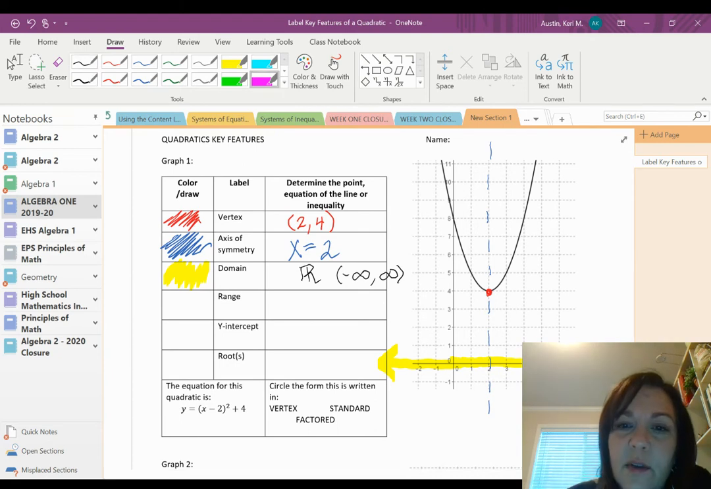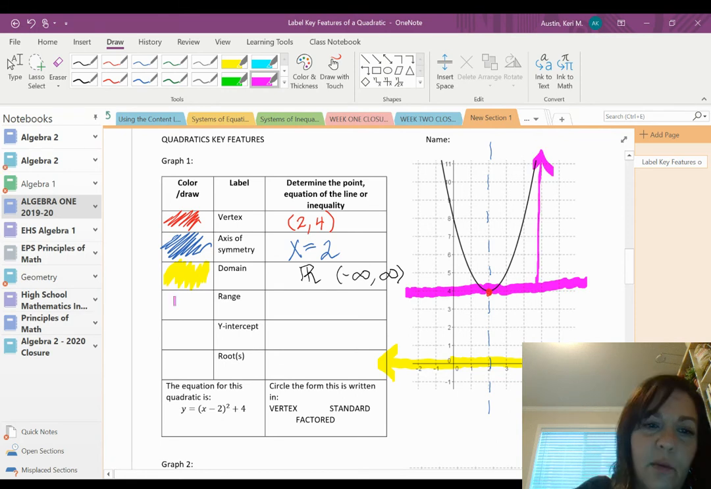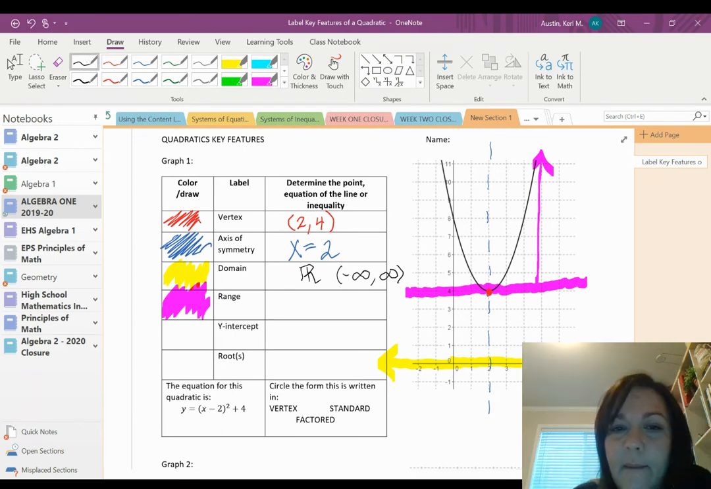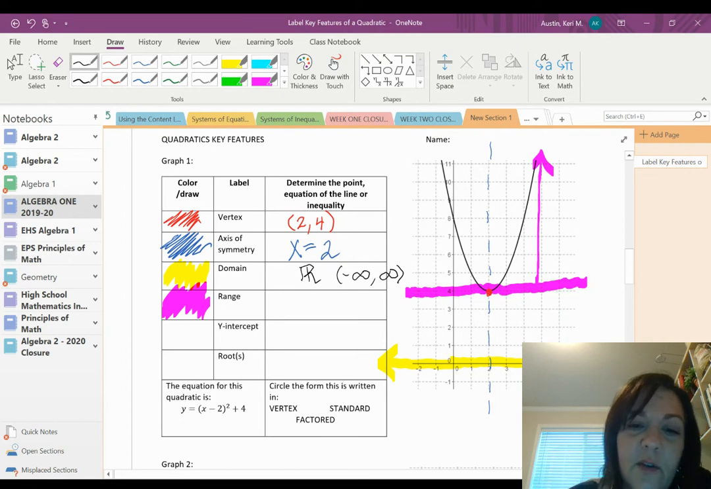The range is, instead of going back and forth, it's up and down. So you'll notice the lowest this graph ever goes is right here. And then it has no ceiling up here. So it's from here forever and ever. That is from 4 to infinity. So a couple different ways.